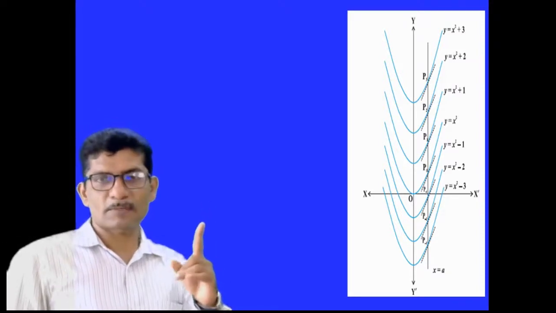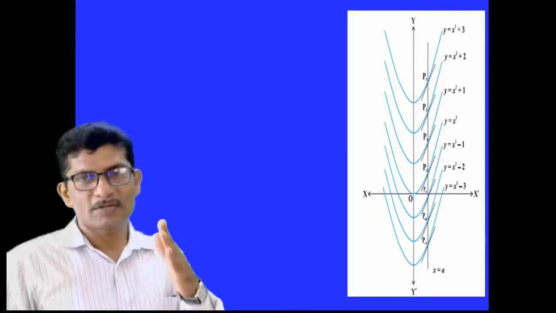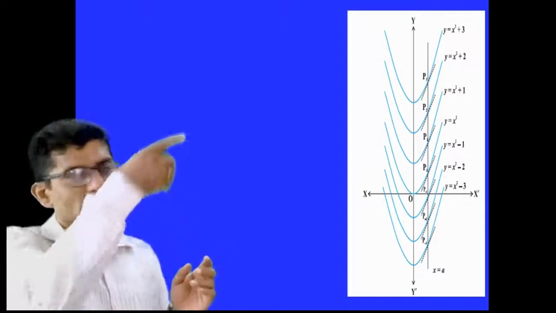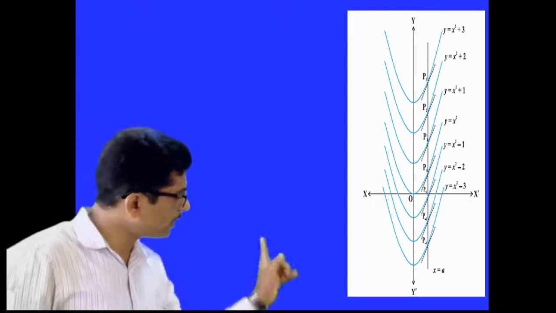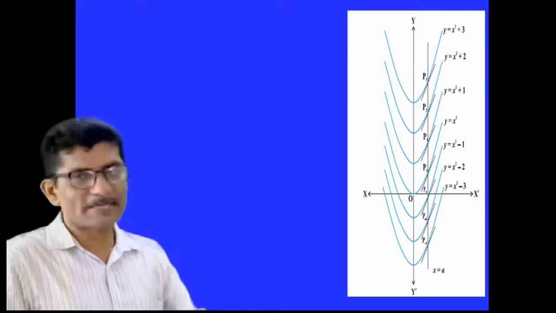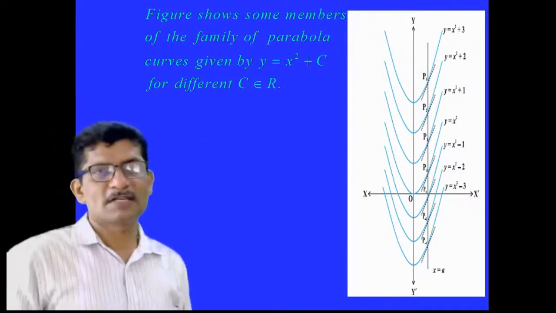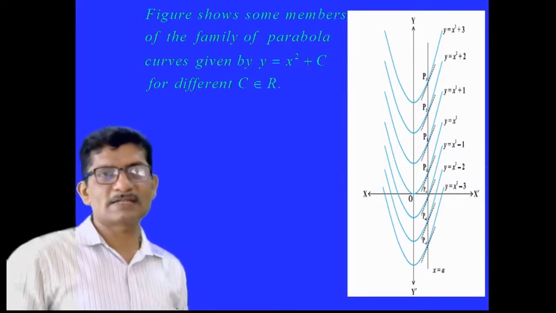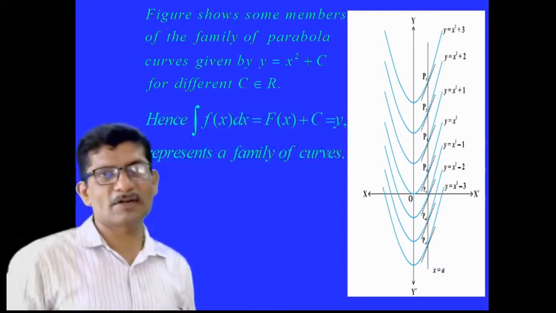At a particular point, at the point x is equal to a, draw a line parallel to the y axis. At each point you draw the tangent, and the tangents are parallel. Therefore, the moments of each curve are the same. The curves look alike, but the positions are different. It depends on the constant. Therefore, the figure shows some members of the family of parabolas, the curve y is equal to x square plus c, for different values of c. C belongs to the set of real numbers.